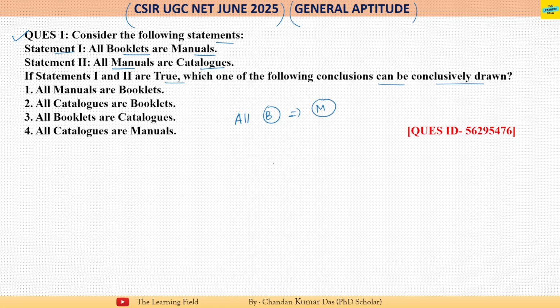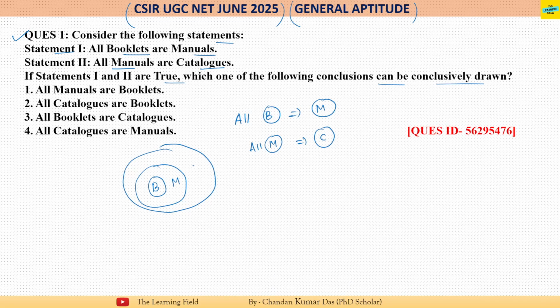If we draw the Venn diagram of this, all booklets are manuals. That means suppose this is the booklet and this is the manual. So all booklets imply manuals. And statement 2 says that all manuals are catalogs. So all manuals imply catalog. That means these all are manuals and imply catalog. So this is the very easy Venn diagram of the above two statements.